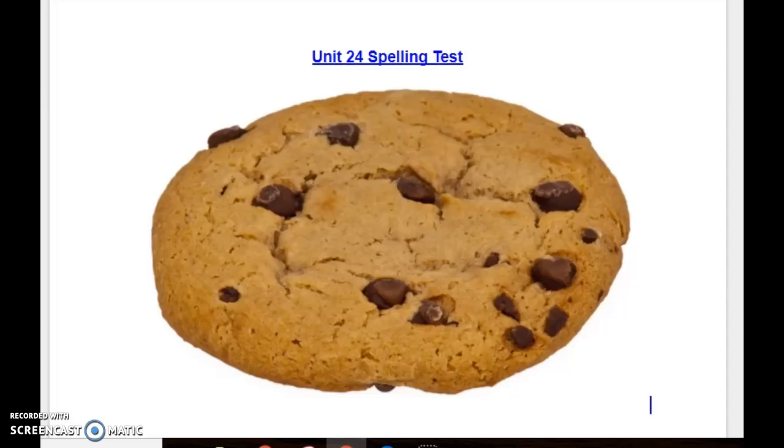Number 9, yawn. When you are tired, you tend to yawn. Yawn. Number 10, sauce. She asked for extra sauce on her eggs. Sauce.